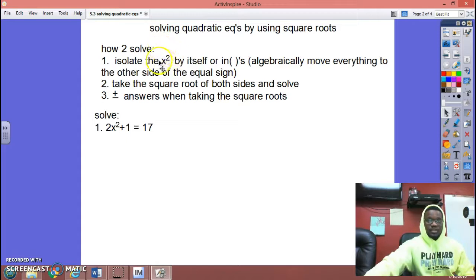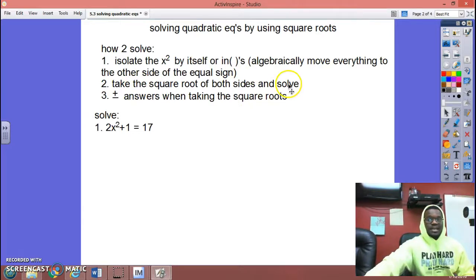So if it's just the x squared like this, we try to move everything away from it, like all the numbers to the other side of the equal sign. But if the x is inside the parentheses, then we move everything away from the parentheses, and I'll show you that. Using algebra, you don't just magically erase.